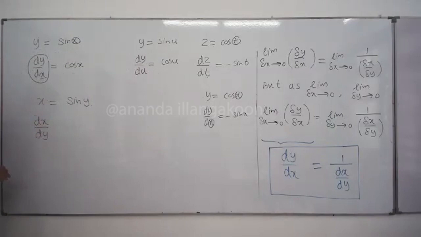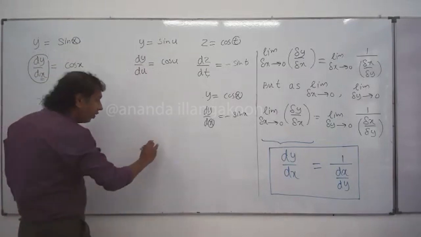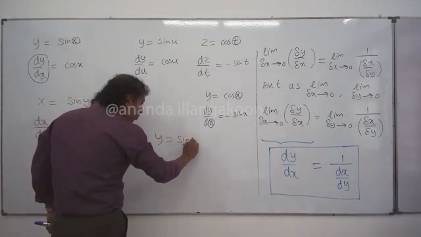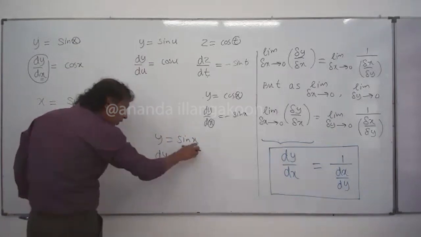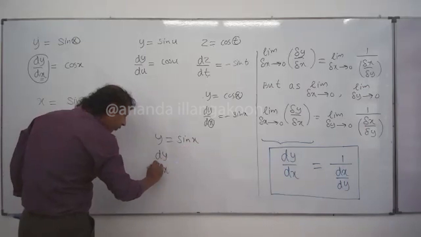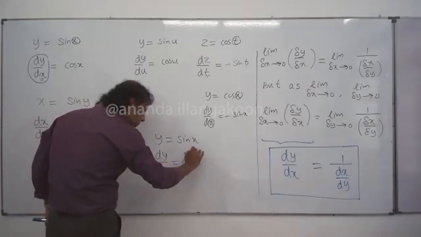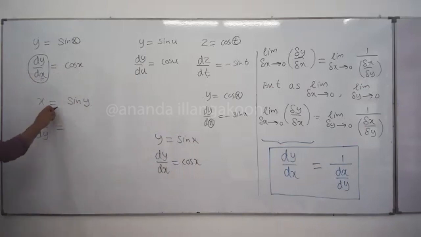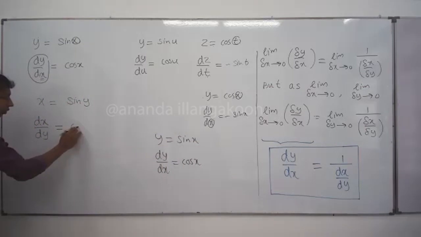Understand? Dx upon dy we can find, because the right hand side variable only comes into the left hand side denominator. When you differentiate sine, what do you get? Cos. Remember when we have sin x, what is dy by dx? This x is the left hand side denominator later. This is cos x. Like that, here x equals sin y, then we can write dx upon dy. Then sin y, when you differentiate, we get cos y. Now we have the answer cos y.